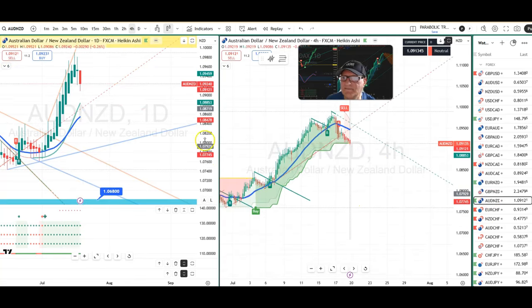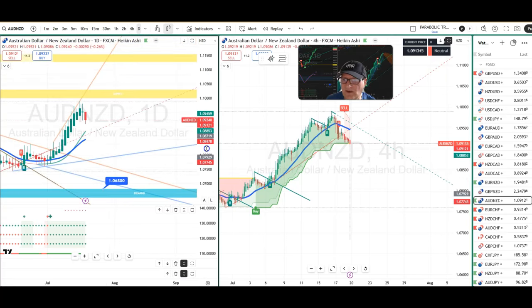Aussie New Zealand is not brilliant because there's not far for this to go. But we could find that the price comes into this trend line on the left, into here, and then up to supply. Not perfect.